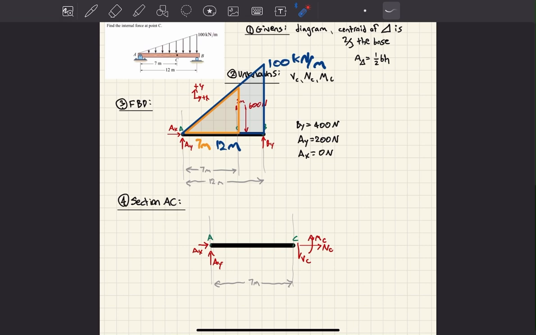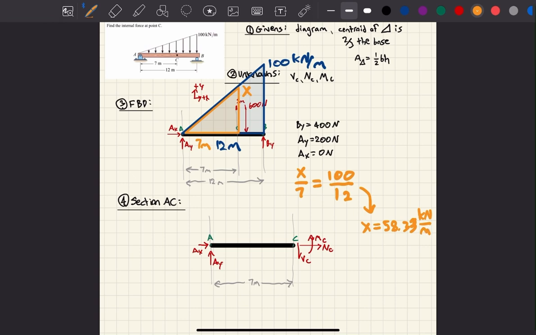What I want is to find this, we'll call it X, for example. I want to find X. I can use similar triangles to find X. I can say that the ratio X over 7 is equal to 100 over 12. And what that will give me is that X is equal to 58.33 kilonewtons per meter.